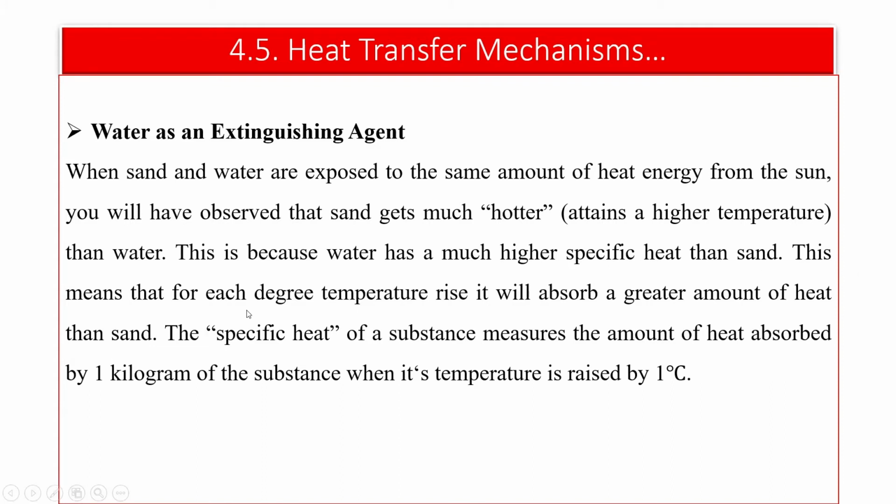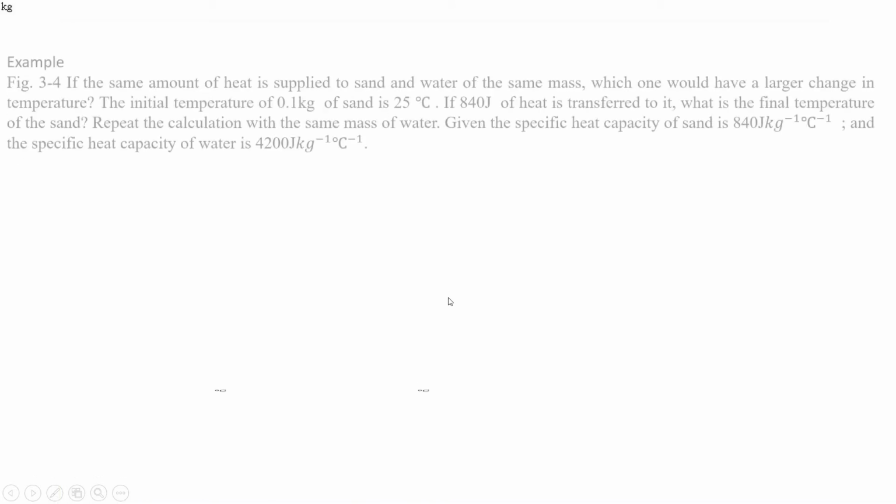This means that for each degree of temperature rise, water will absorb a greater amount of heat than sand. So the specific heat of a substance measures the amount of heat absorbed by 1 kilogram of the substance when the temperature is raised by 1 degree Celsius. To raise the temperature of that substance, for example water, by 1 degree Celsius, we can see how much energy is required. That can be explained by the specific heat capacity.